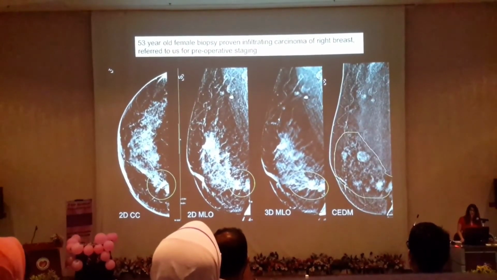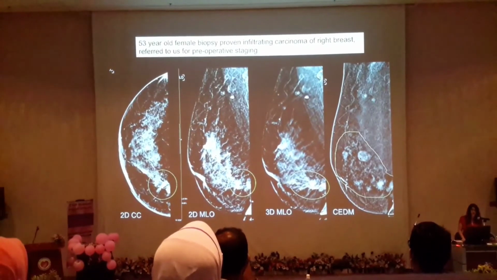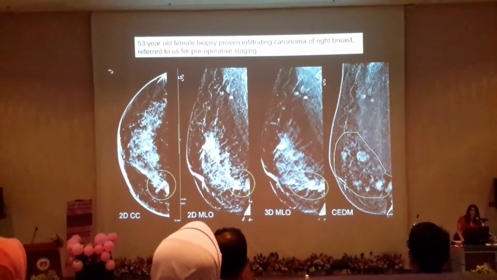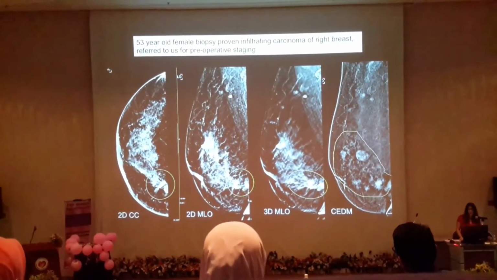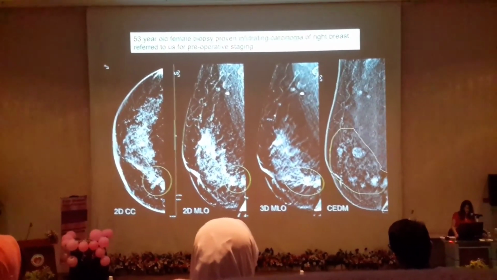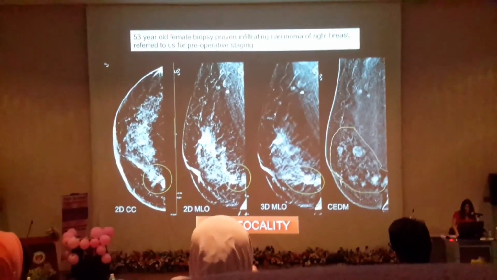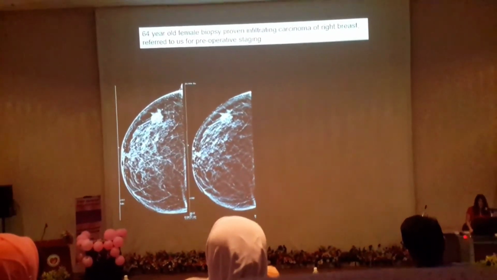But look at what the contrasted mammogram gave us. It showed us that it's not only involving the lower quadrant, but it's going all the way to the upper quadrant to involve almost the entire breast. And in her volume, it would definitely change the management for her. So it indicates multifocality, that is actually multicentricity.